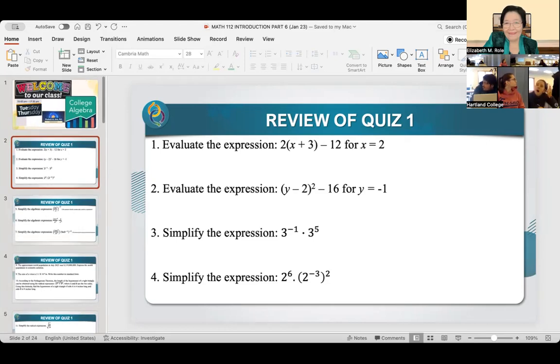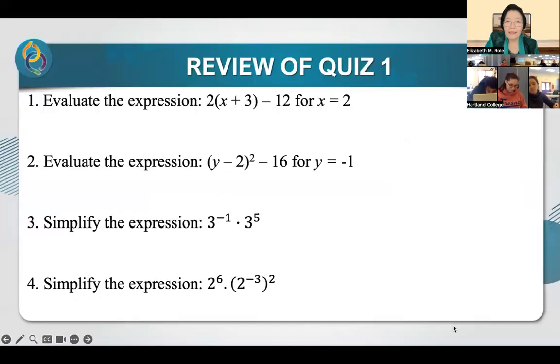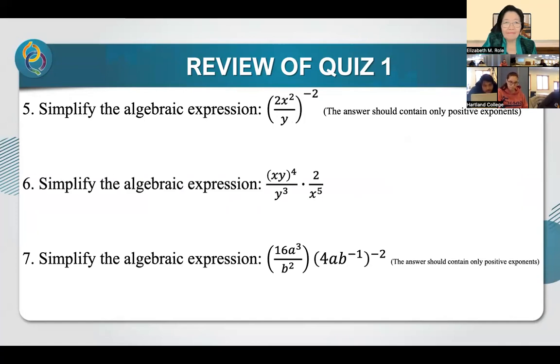Let me see. So your final answer there should be equal to +1, right? 2 to the 6 times 2 to the -6 gives you 2 to the 0, which is equal to 1.